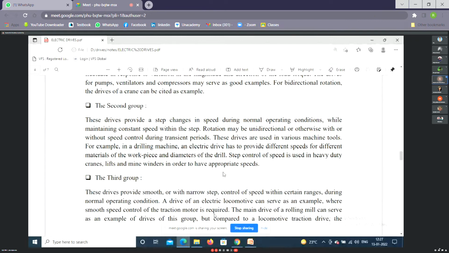Then that speed should depend on the material, the thickness of the job, and the diameter of the drill. So depending on that, it will control the speed in steps. It is not continuous, but once set, it will be constant.